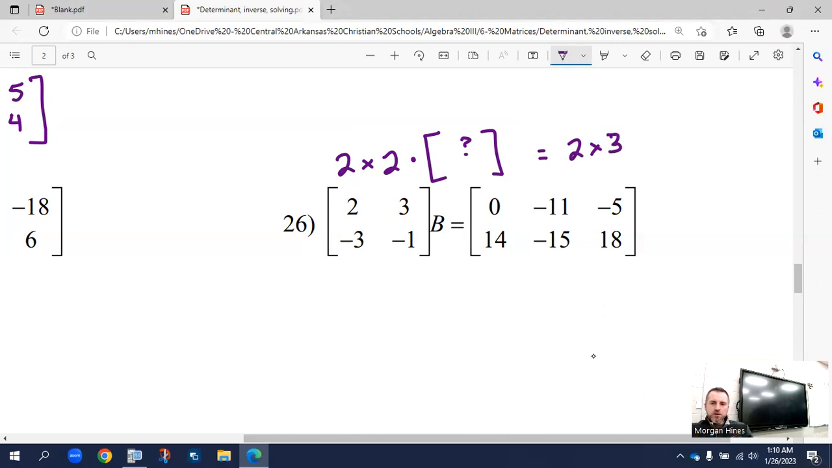So if we want to multiply this 2 by 2 by something, the first number in that matrix has to be a 2, right? These numbers, this one and this one have to match. Okay, and then the outside numbers give us the dimensions of the new matrix. So B must be a 2 by 3 matrix that we're trying to find. Okie dokie.